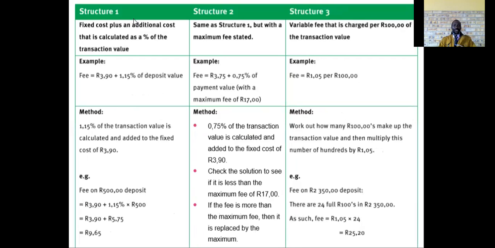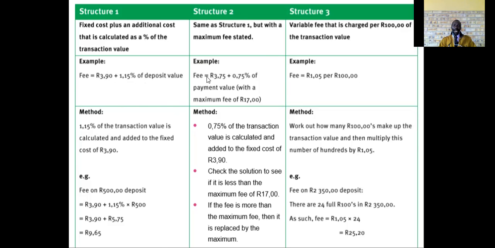So the first structure here is a fixed cost plus an additional cost that is calculated as a percentage of the transactional value. See that? What's that supposed to mean? This is going to make a lot of sense when we look right away into a worked example. But before we go into a worked example, let's look at a small description. So here the fee is 3.9 plus 1.5% of the deposit value. So it's very much like saying each time you're going to deposit some money, you will be charged 3.9 rands plus 1.15% of what you want to deposit.